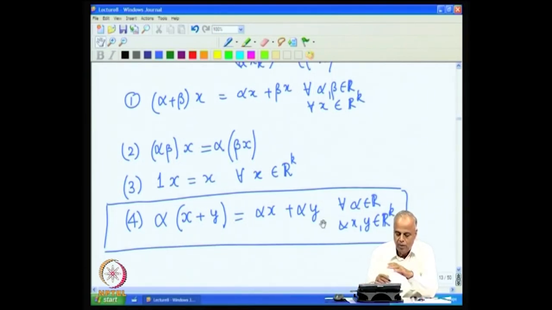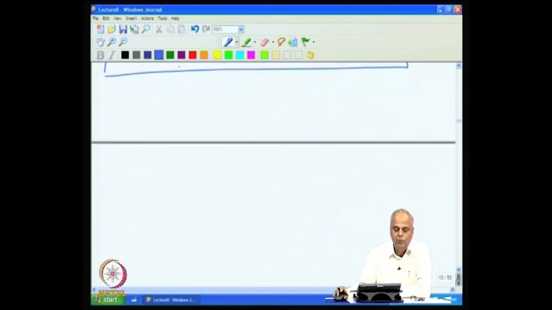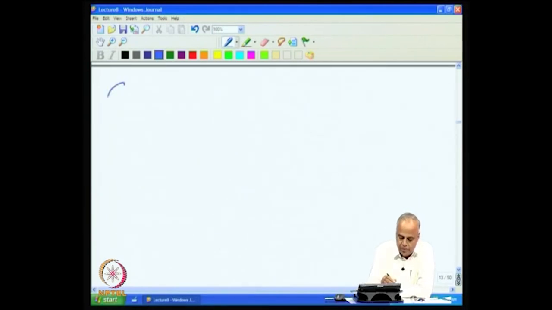Otherwise, the first three properties or four properties 0, 1, 2, 3 that we wrote of scalar multiplication and the other properties of plus, they live independently, they do not involve a mixture. But now, this property involves both scalar multiplication and addition in Rk. So, this is a very important rule, it combines the two basic operations that we have studied so far. When we generalize all this, we get the notion of a vector space.